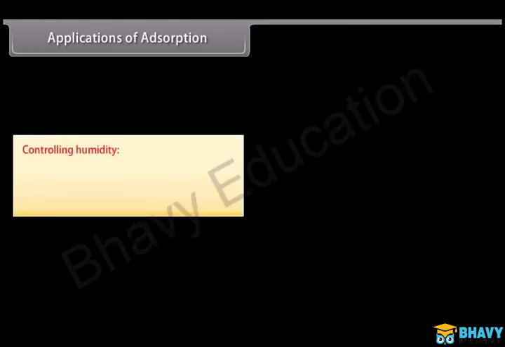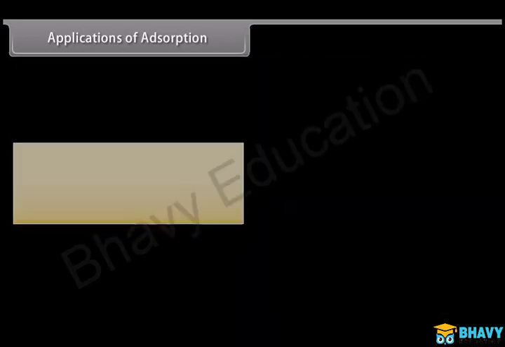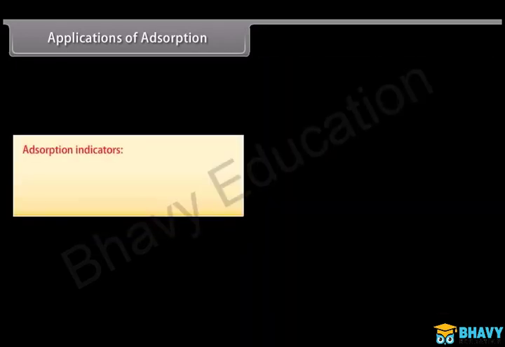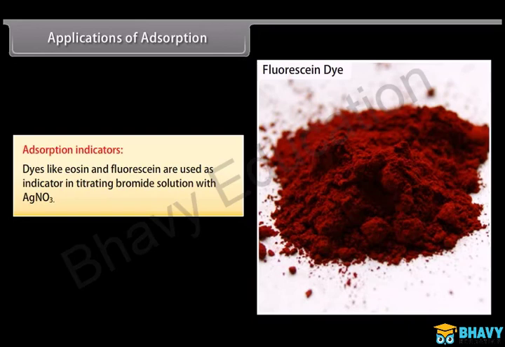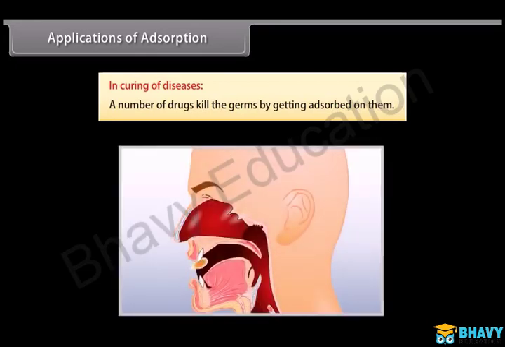Controlling humidity. Silica and alumina gels are used as adsorbents for removing moisture and controlling humidity. Adsorption indicators. Dyes like eosine and fluorescein are used as indicators in titrating bromide solution with AgNO3. The precipitate of silver halide has the property of adsorbing these dyes and thereby producing characteristic deep colors at the end point in the titration. In curing of diseases, a number of drugs kill the germs by getting adsorbed on them.